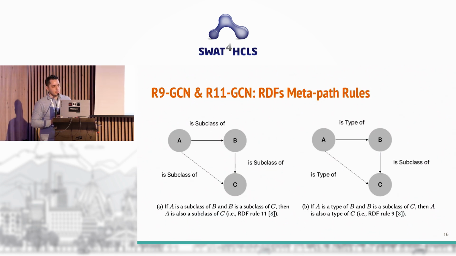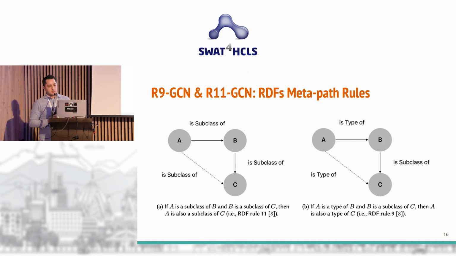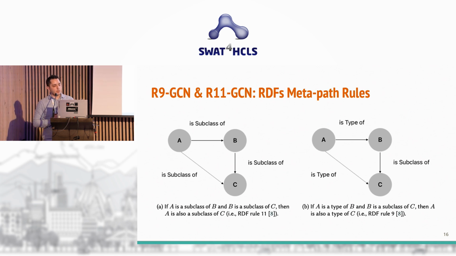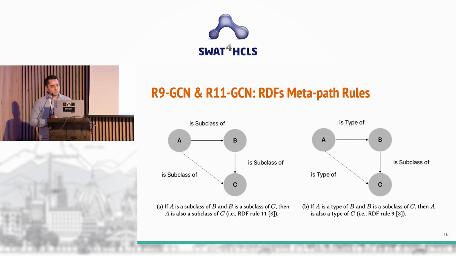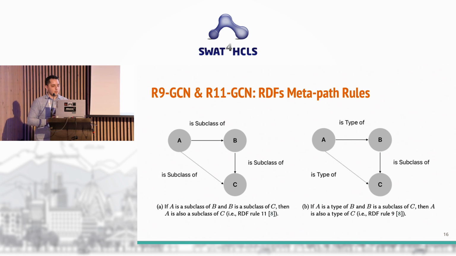And then the last element that we added is these RDFS metapath rules that I spoke about. In the experiments that are coming up, you'll see these R9 and R11 variations, and these are with respect to these RDFS rules, where one is for membership and the other one is for assertion. For example, if node A is a subclass of B, and B is a subclass of C, we also infer that A is a subclass of C.